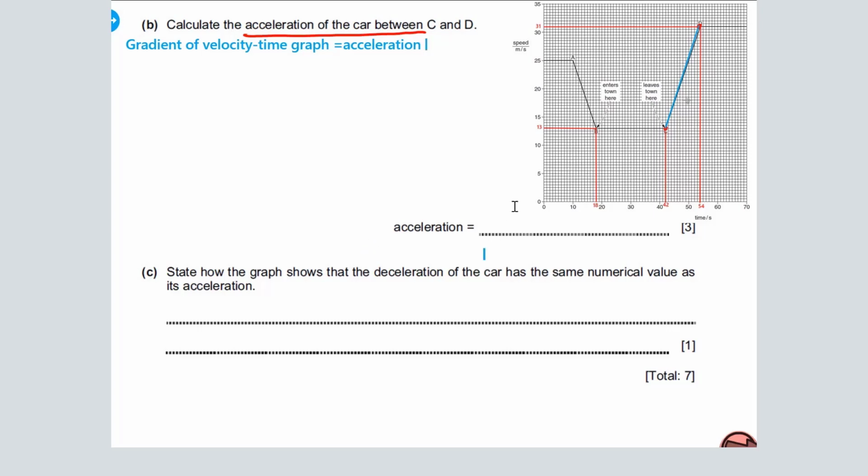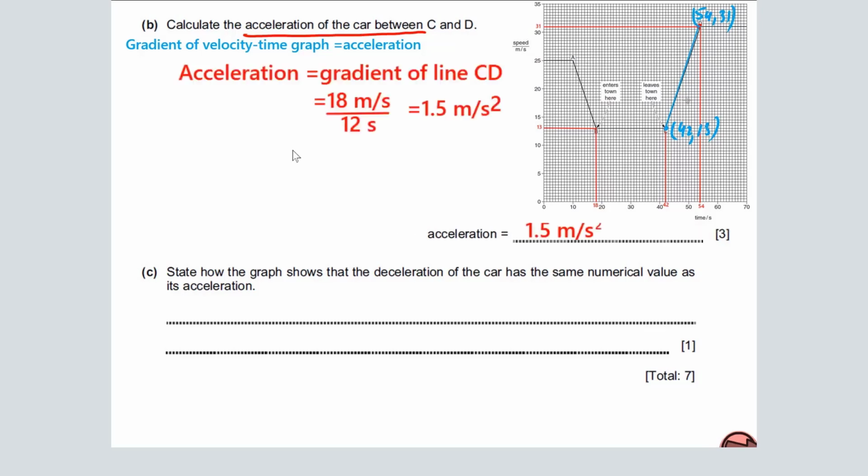Okay, so how can we answer now? The first thing we need to understand is the coordinates of these points. We can simply write down the coordinates of point C as 42 and 13, and the coordinates of point D as 54 and 31. Now we just need to find the gradient. This is how we can answer. Simply plug in the values, nothing much here. This is our final answer.